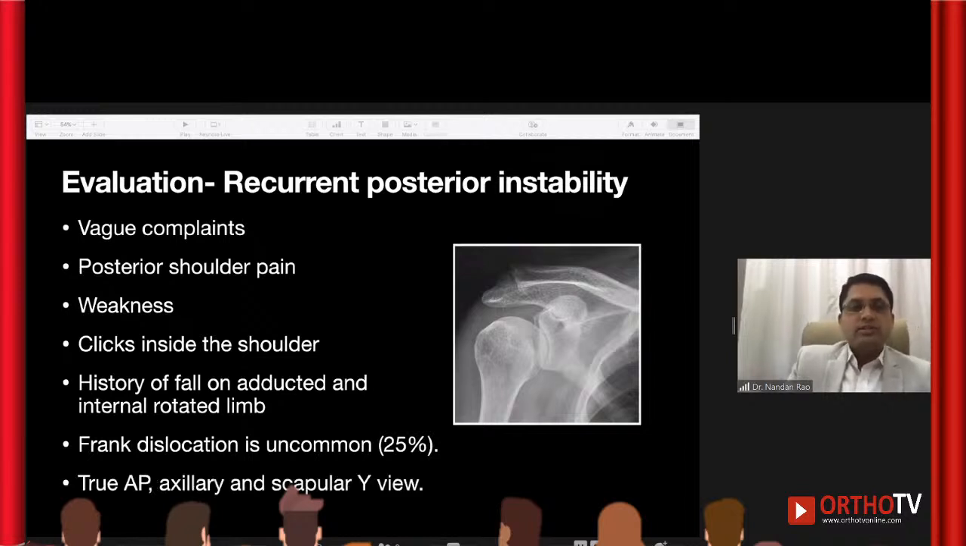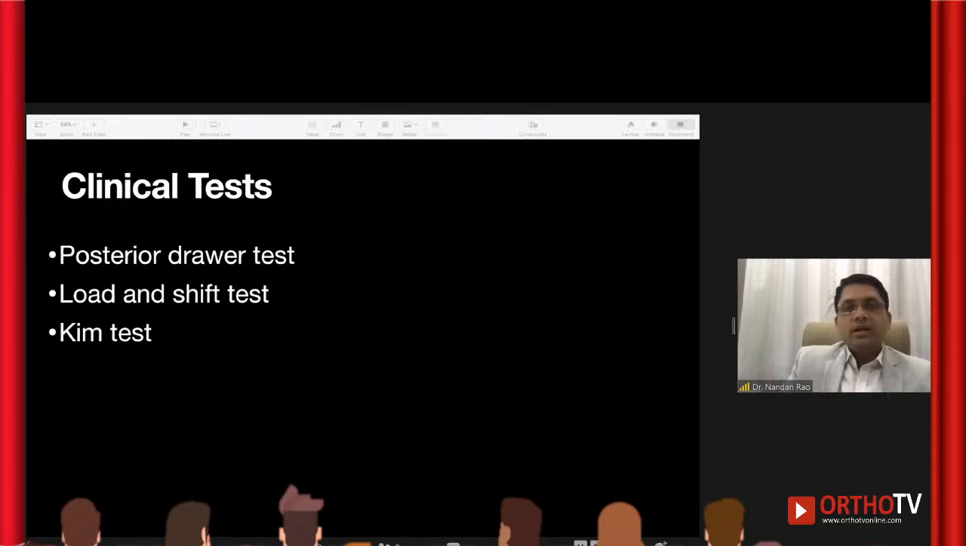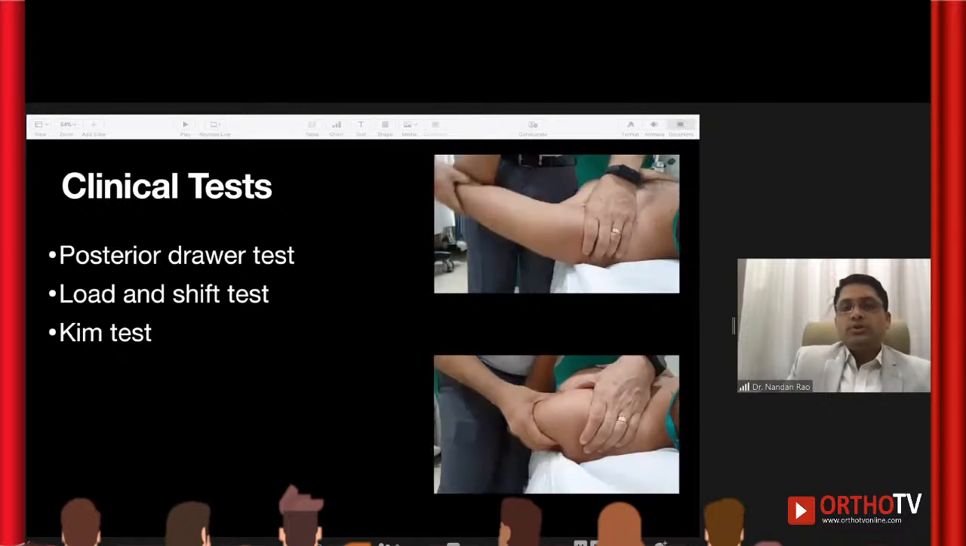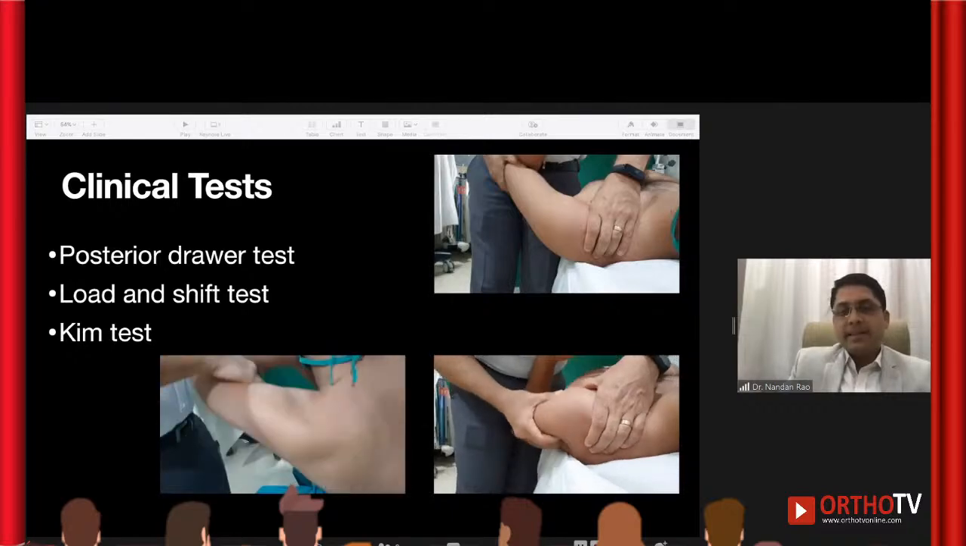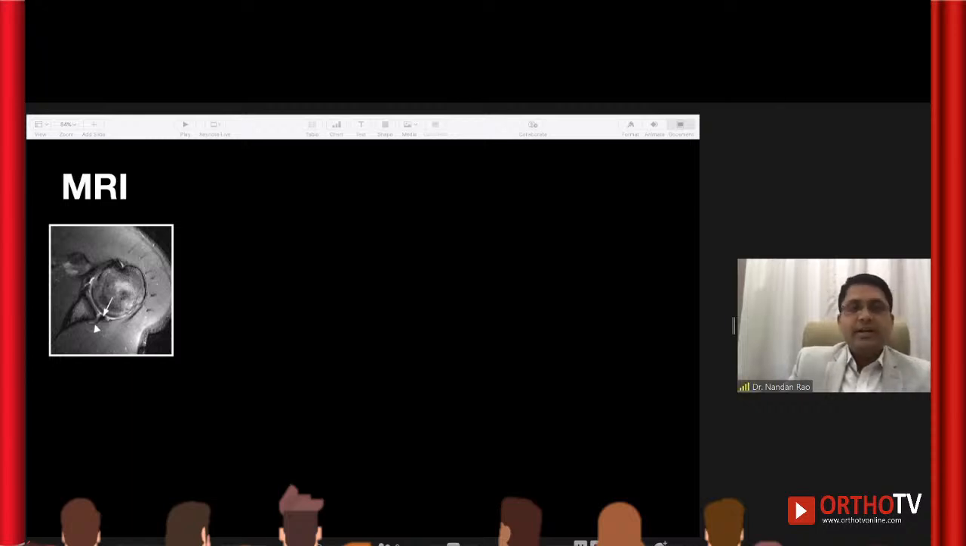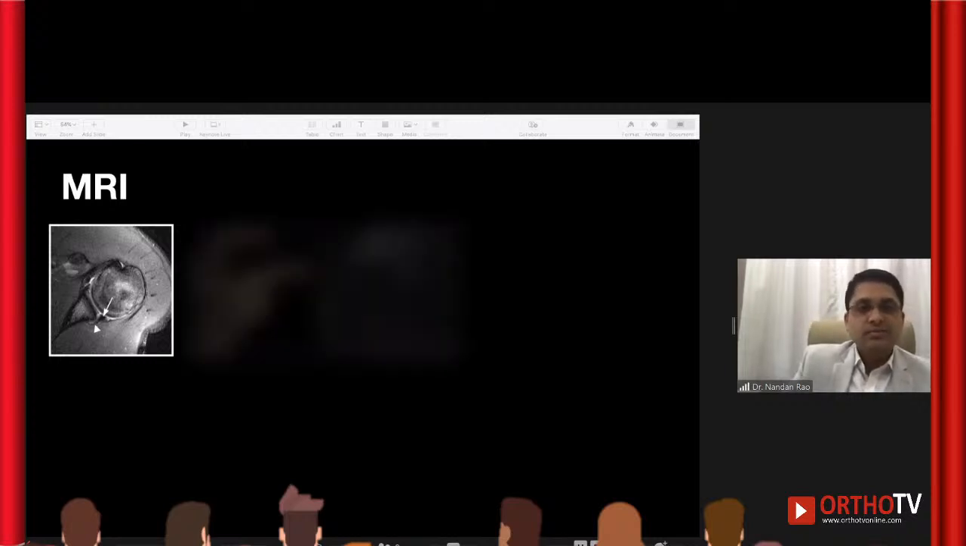If you are suspecting a dislocation, a true AP, axillary and scapular Y-view is necessary. Clinical tests for posterior instability include a posterior drawer test, posterior load and shift test, and the Kim's test. On MRI, you will have a plethora of pathological findings apart from a posterior labral tear and a reverse Hill-Sachs. So this is known as a POLPSA lesion, a posterior labrocapsular avulsion of the posterior periosteum.